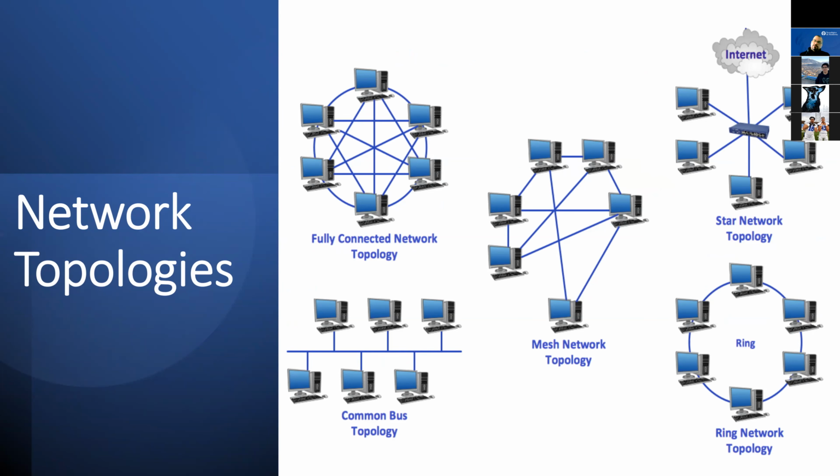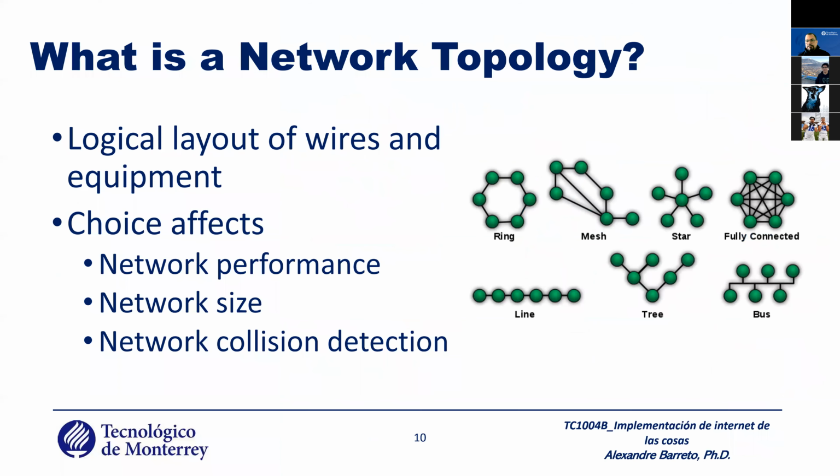You have types of networks, but you also have network topology. The network topology describes how the data will transfer inside the network. For example, it describes how you share the network media. Okay, I will explain better. The network topology is the logical layout of wires and equipment, not only the wires, because you can use wireless too. And it impacts, for example, the network performance, the network size, and the network collision detection. I will explain what collision detection is too.